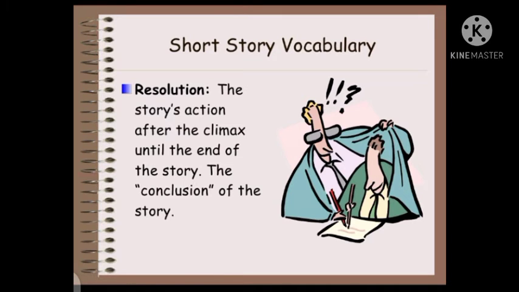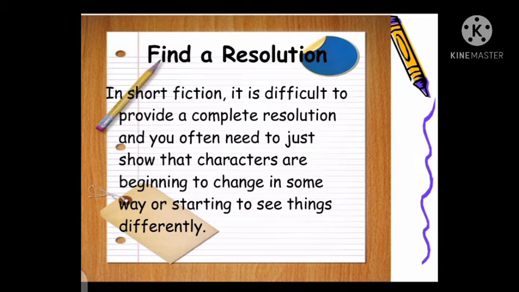After climax comes the resolution of the problem. The resolution means the story's action after the climax until the end of the story. It is basically the conclusion of the story. In short fiction, it is difficult to provide a complete resolution, and you often need to just show that characters are beginning to change in some way or starting to see things differently.